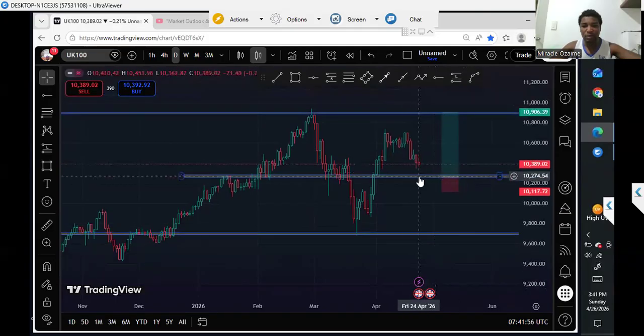Let's see if the market is going to form a base around this area for a continuation to the upside. So I'm going to be waiting for the buy on UK 100. I'm going to be waiting for the buy on this pair. So it's looking bullish to me. I just want a base formation around this area for continuation to the upside.